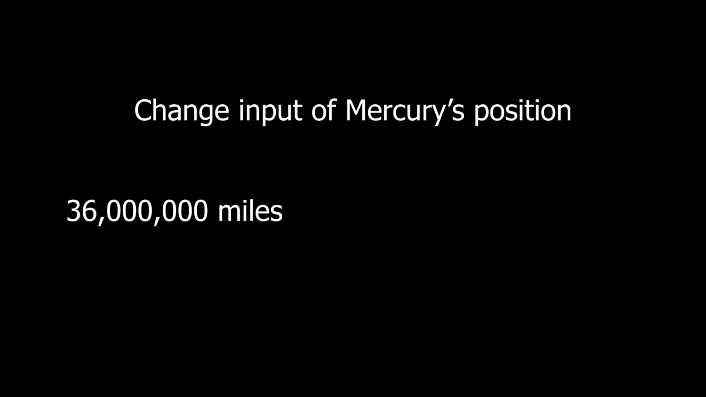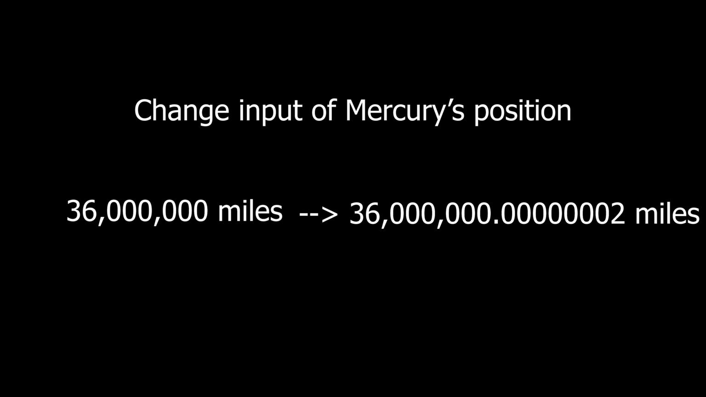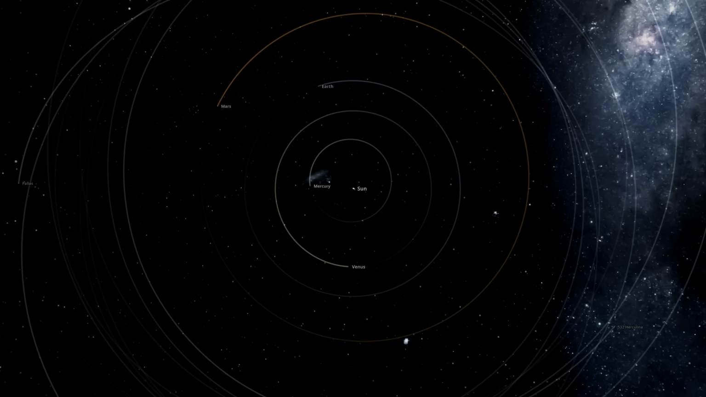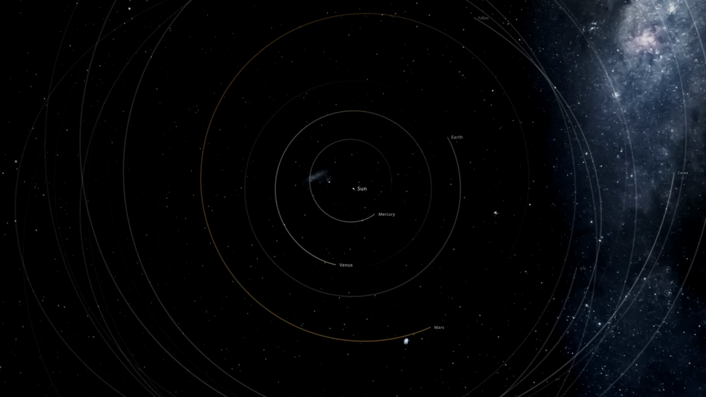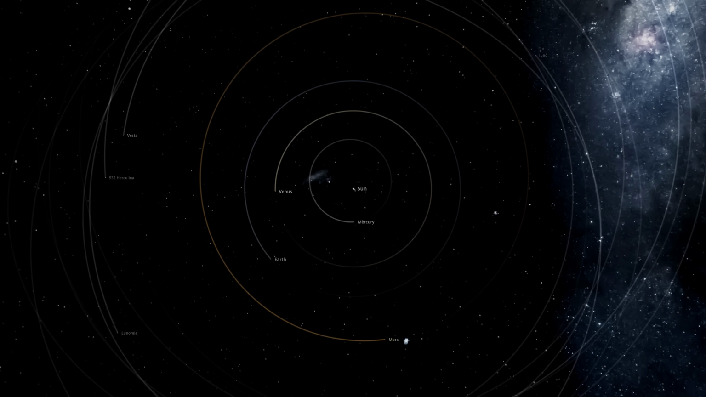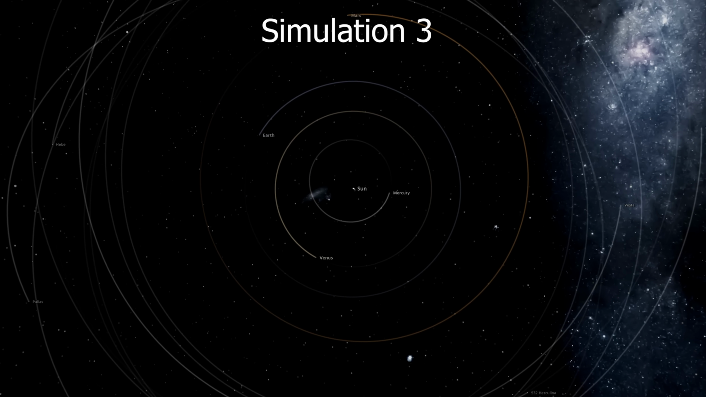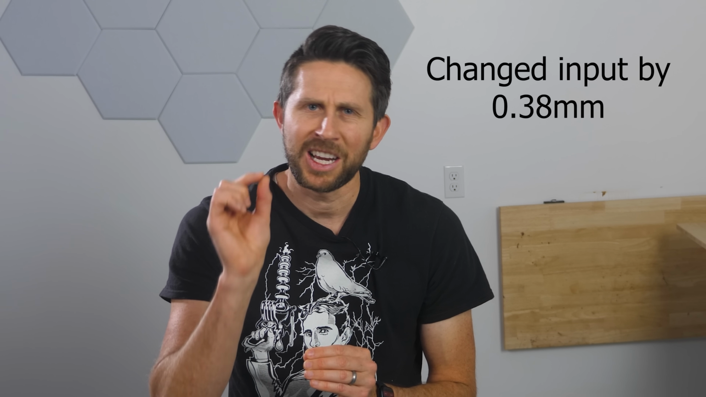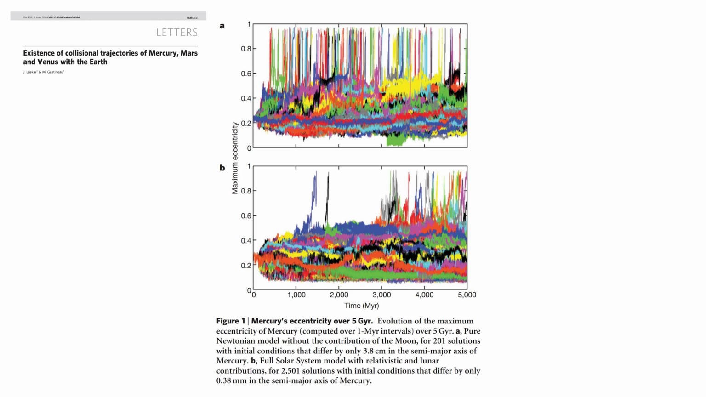So they said, okay, well, let's say that we don't quite have the distance of Mercury exactly correct. Let's add just 0.38 millimeters to that. So they changed the input by 0.00000001%. And what they found was that they didn't in fact get the same thing. In each simulation they ran, it would be quite different with the planets ending up in totally different places in the solar system. In fact, they ran it over 2,500 times and changed the input of Mercury with initial conditions that differed by only 0.38 millimeters in the semi-major axis of Mercury. So all they did was change that one parameter for Mercury by a tiny bit. And they found they didn't converge to the same answer, but they were spread out everywhere.